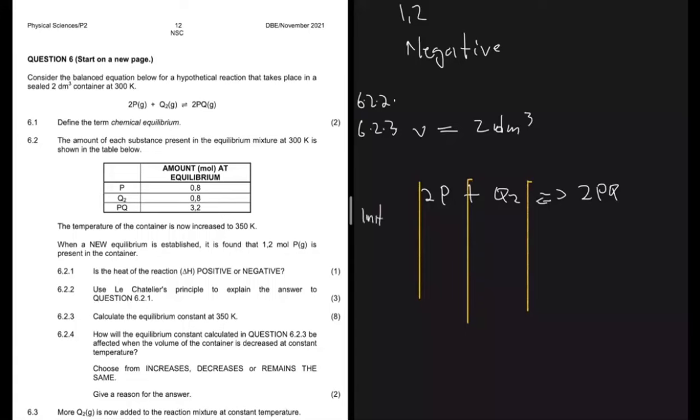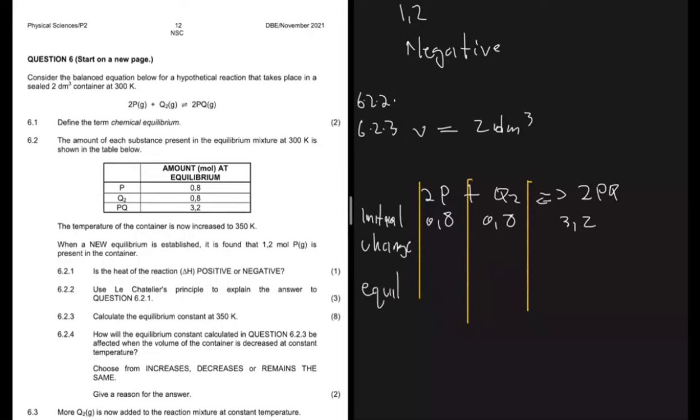And then we have our initial number of moles, right? It is given on our table at 300 K. For P, the initial is 0.8. And then for Q, it's also 0.8. And then for PQ is 3.2. And then we are told that at the new equilibrium, for P, we have 1.2. So here we'll have our change, and here we'll have our equilibrium concentration.